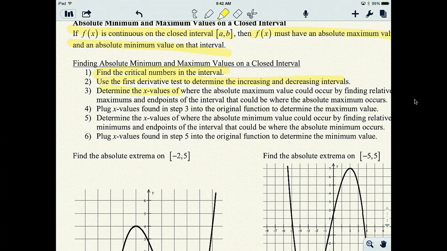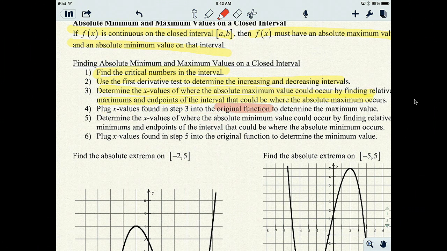So determine the x values where the maximum could occur, and also the endpoints. So the maximum and minimum can either occur at the local min and max, or it could be at the endpoints. Okay. And then you plug the x values into the original function. So let me highlight that in red. Once you find these numbers, the relative mins and maxes and the endpoints, you have to put them in the original function. So again, I'm going to put this in red so you understand the original function is where you put these numbers in.